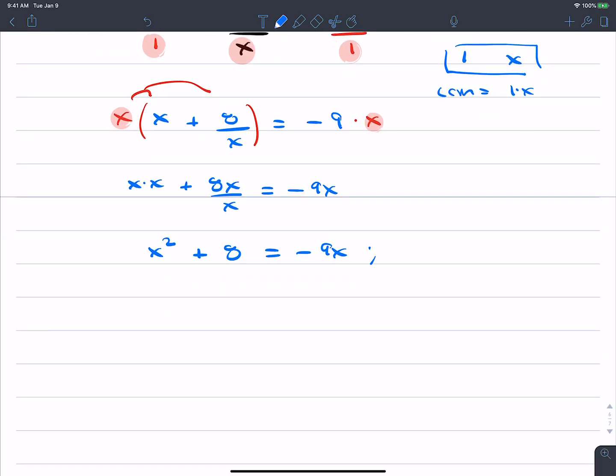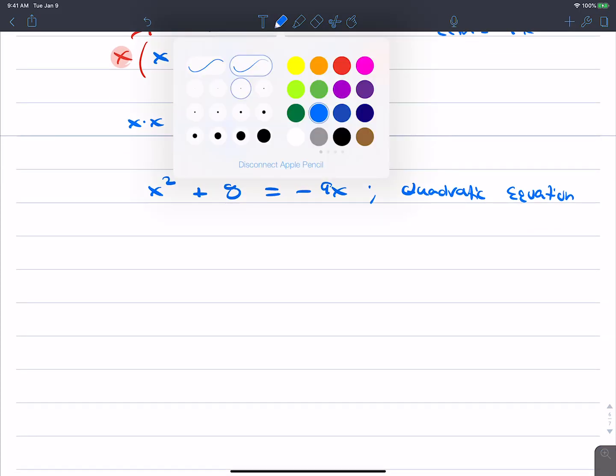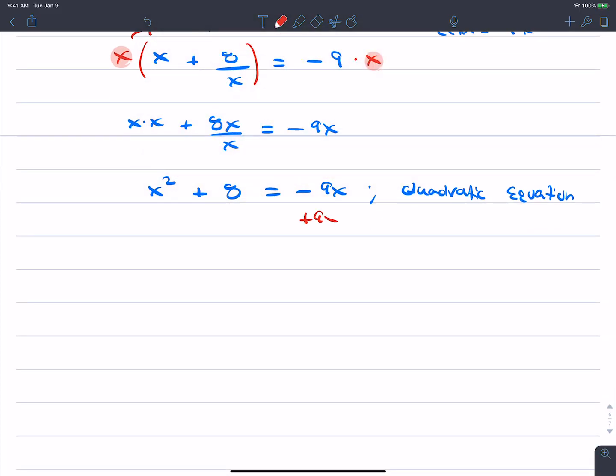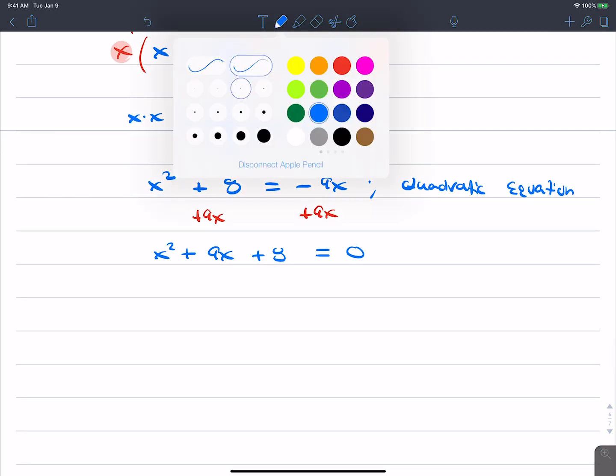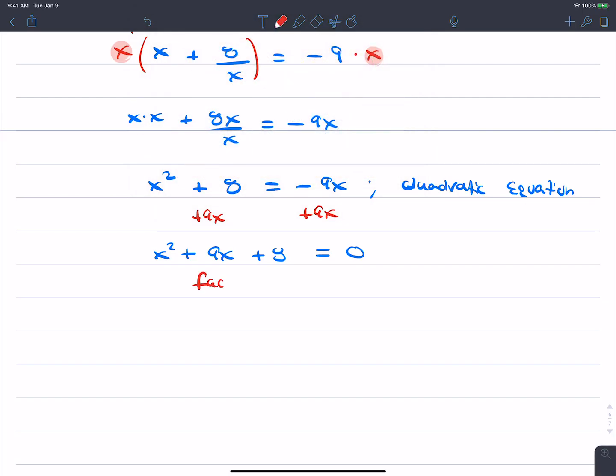What kind of equation is this? This is a what? That nice quadratic equation? So how do you guys solve quadratics again? Yep, we need one side to equal 0. So you get x squared plus 9x plus 8 equals what? 0. What do we do now with this? You what? You factor, is that right?